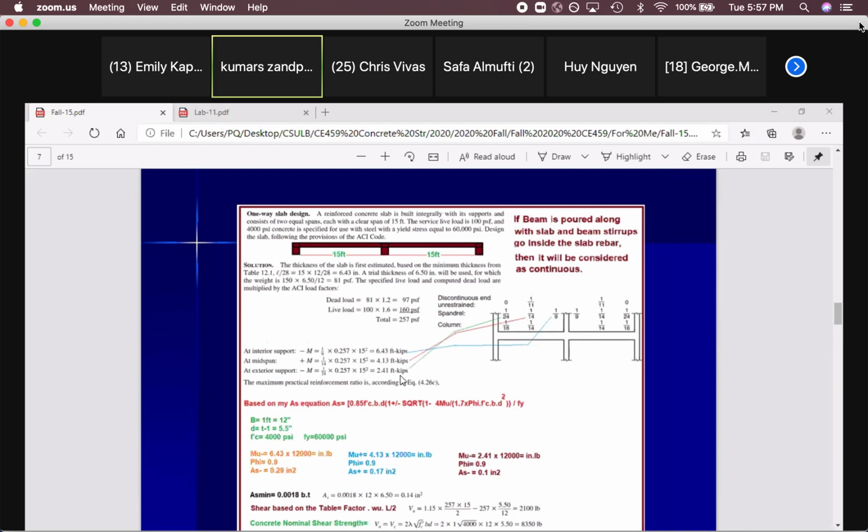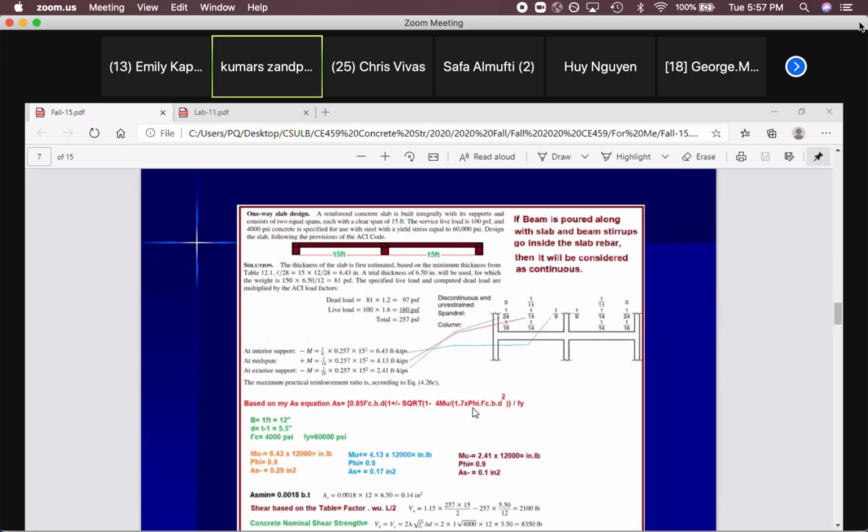So we calculated negative moment. I put this negative here just to make that clear, but always use the positive amount of that. The negative just means the rebar should be on top. That's the meaning of this negative. You shouldn't use the negative for Mu.